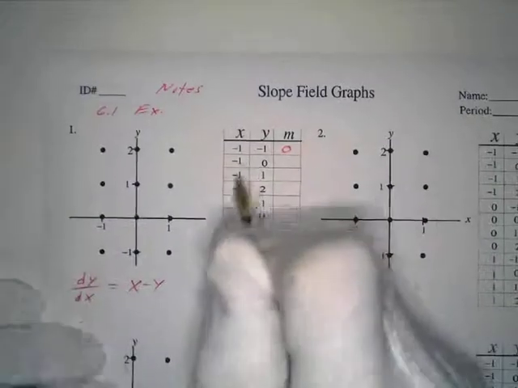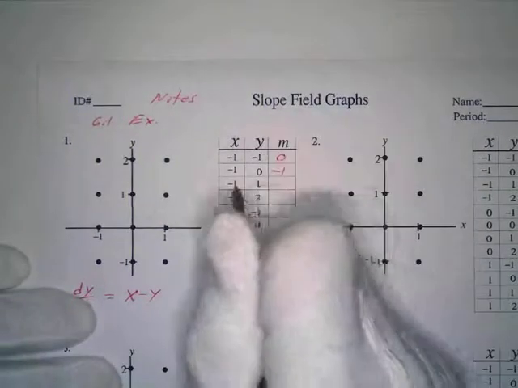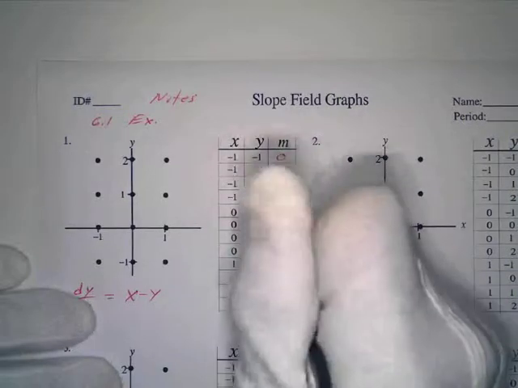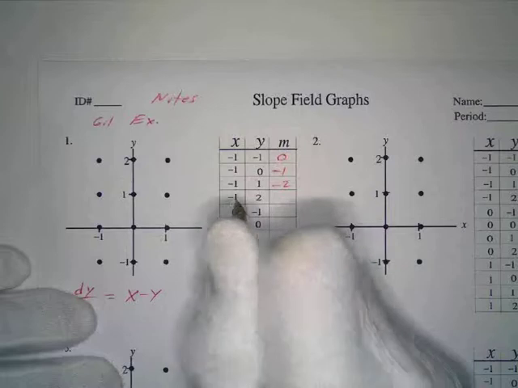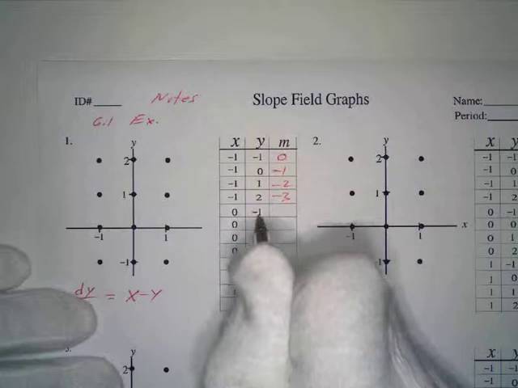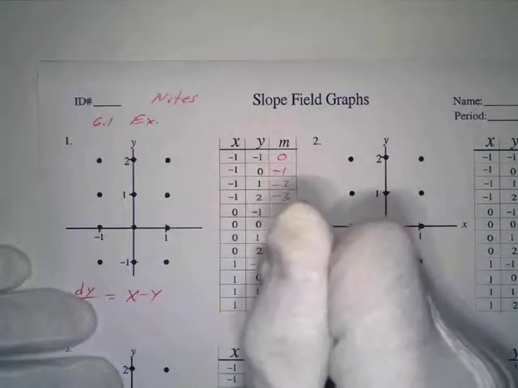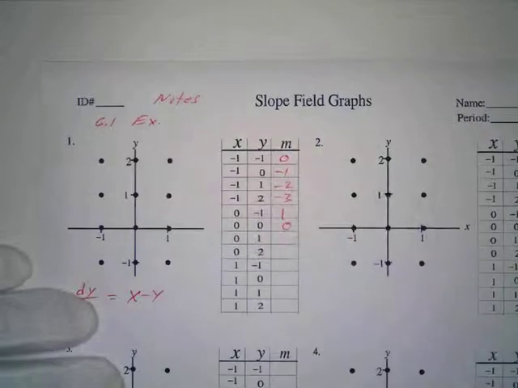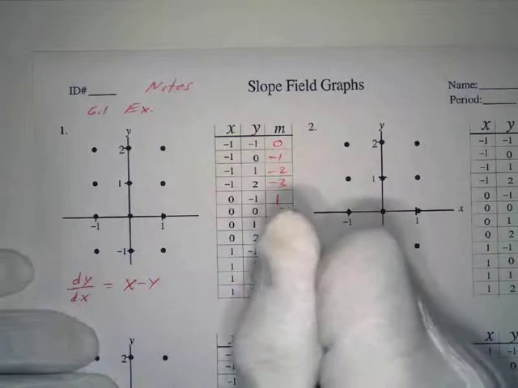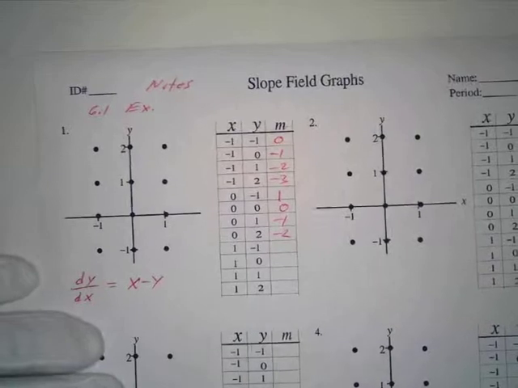And -1 minus 0 is just -1. -1 minus 1 is just -2. -1 minus 2 is -3. 0 minus -1 is +1. 0 minus 0 is 0. 0 minus 1 is -1. And 0 minus 2 is -2. So it doesn't take too long, especially when you have your table all set up.